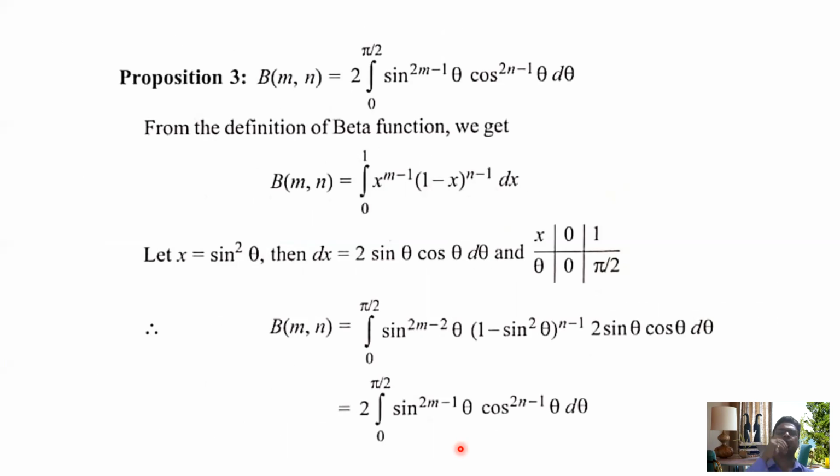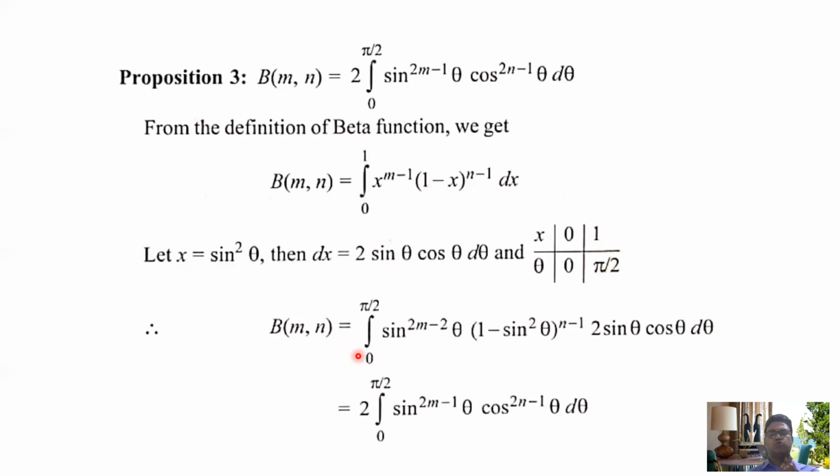Then another, trigonometric form of the beta function: beta mn is equal to 2 times the integral from 0 to pi by 2 of sine to the power 2m minus 1 theta cos to the power 2n minus 1 theta d theta. From the definition of the beta function we have beta mn is equal to the integral from 0 to 1 of x to the power m minus 1 (1 minus x) to the power n minus 1. Now we consider x is equal to sine square theta, then dx is equal to 2 sine theta cos theta d theta. When x equals 0, theta is equal to 0. When x equals 1, theta is equal to pi by 2.